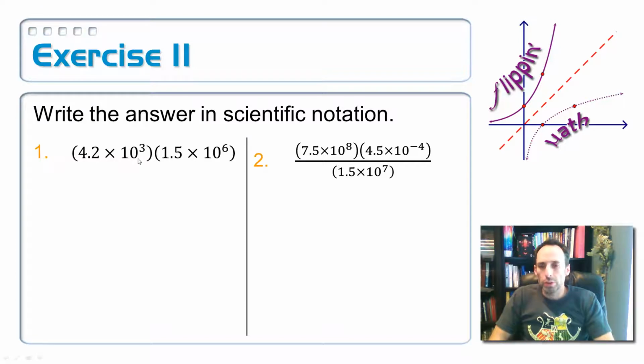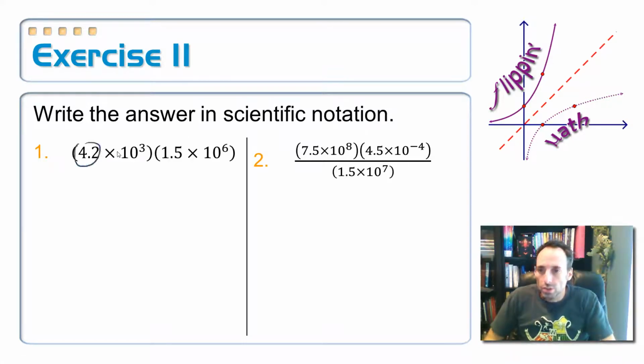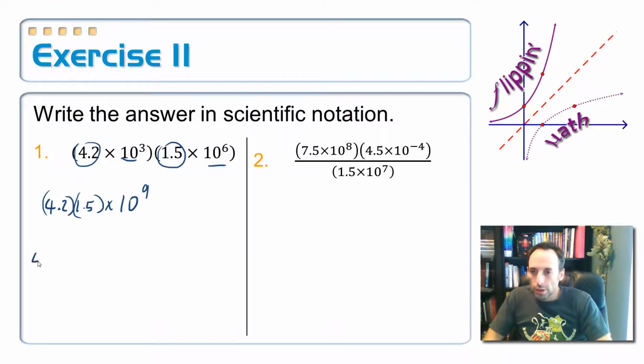I've got 4.2 times 10 to the third and 1.5 times 10 to the sixth. Okay, so the first numbers here, this is just straight multiplication. 4.2 times 1.5, I can just do that multiplication. And then the powers of 10, I can just add up the exponents. Keep the base the same, 10, and then add up the exponents. 3 plus 6 is a 9.